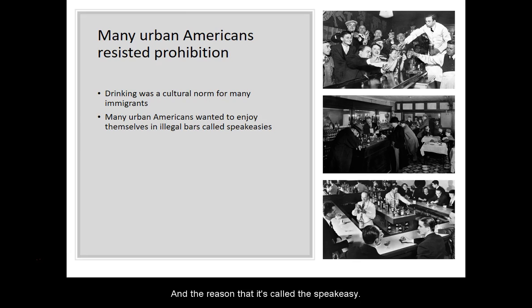And the reason that it's called a speakeasy is because people were going around speaking quietly about the place in public or even inside of it so as to not alert the police or the neighbors. Basically, you're going to keep quiet about it because you don't want the place to get shut down. So that's why they call it a speakeasy.